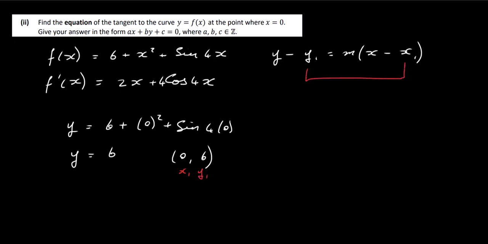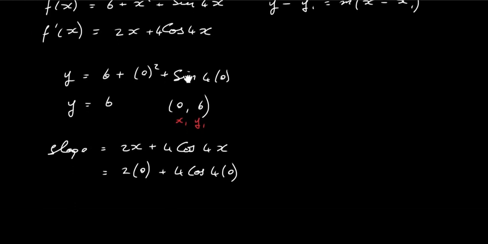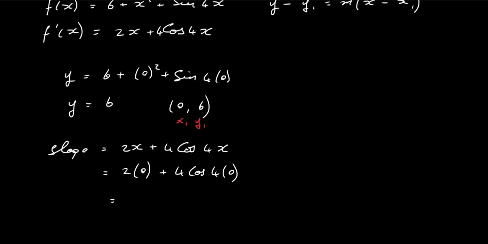So this is x1, this is y1. So we have these two parts here to go into our formula. The next thing we've got to do is work out a slope. Now we know that when you differentiate a function, you get a slope function. So our slope is equal to 2x plus 4 cos 4x. Now we want the slope of the tangent where x is equal to 0. So in other words, we've got to put 0 in here and 0 in here. So that will give us then a slope of, well, 2 times 0 is just 0. And then the cos of 4 times 0. 4 times 0 is just 0, so the cos of 0 is 1. So 1 times 4 is 4. So in other words, our slope is just going to be 4.